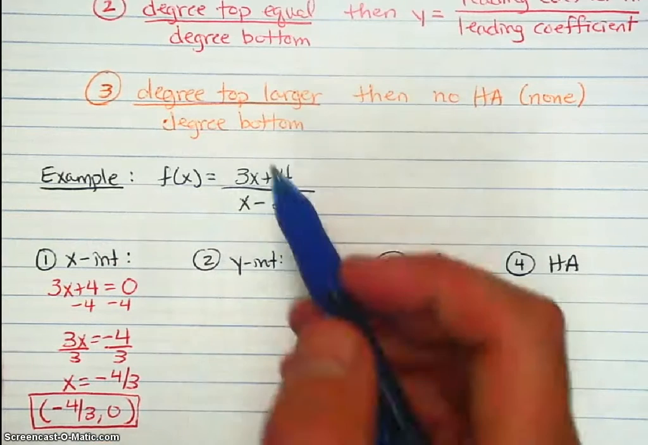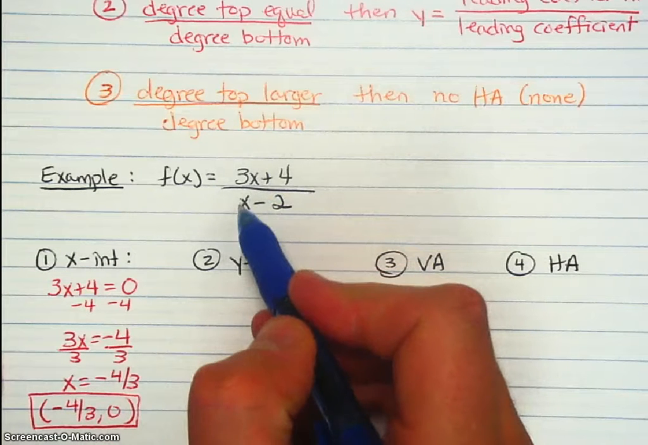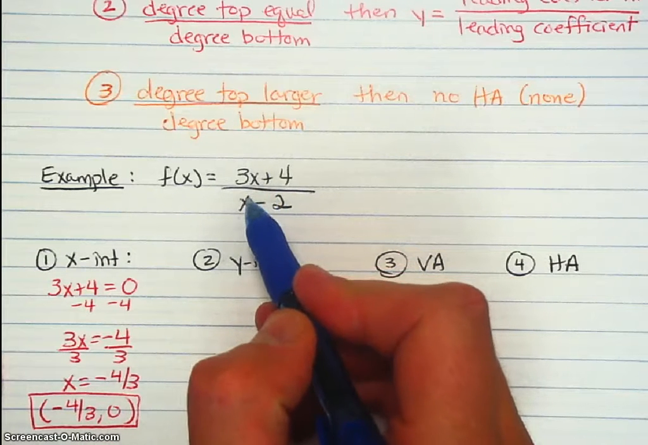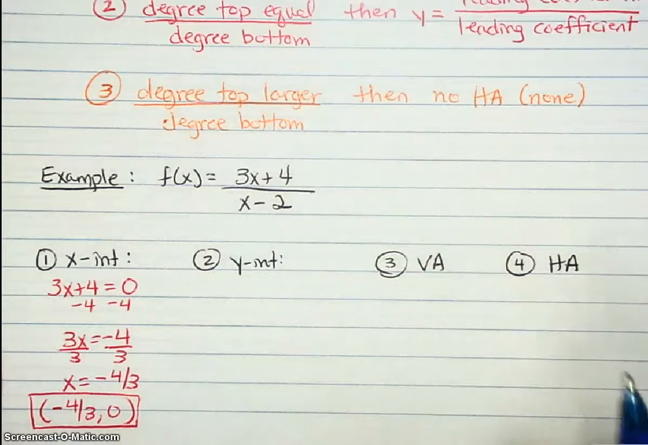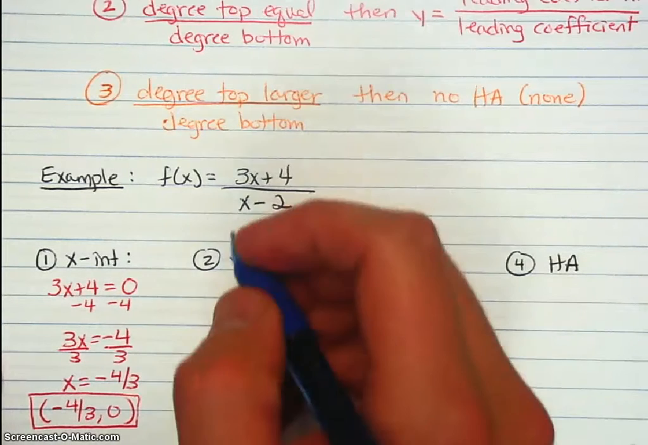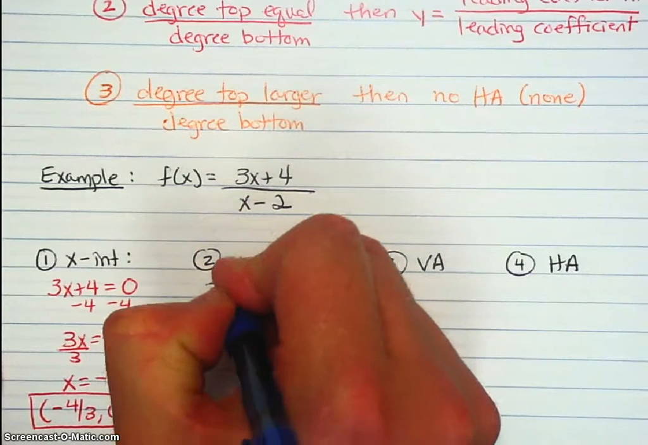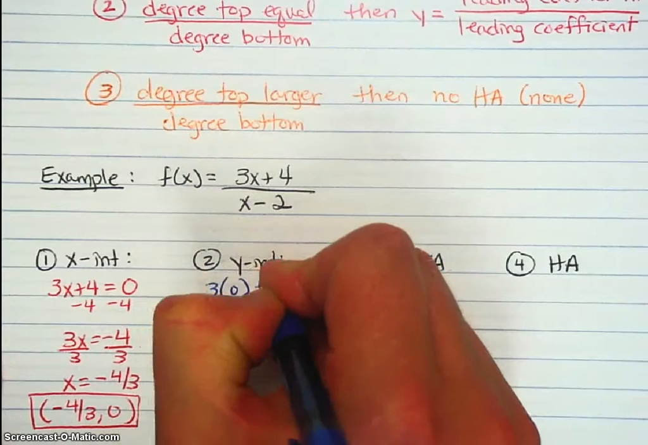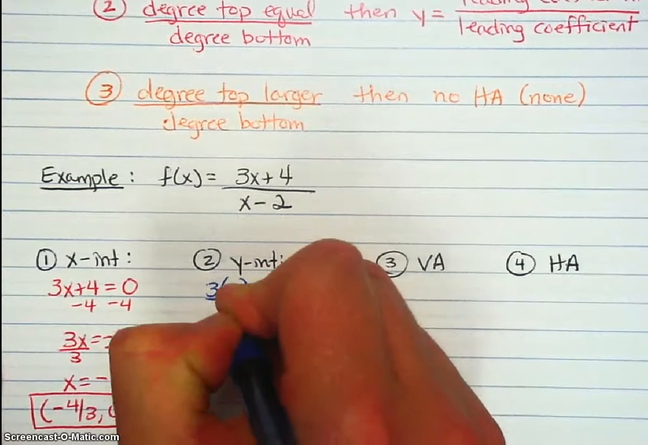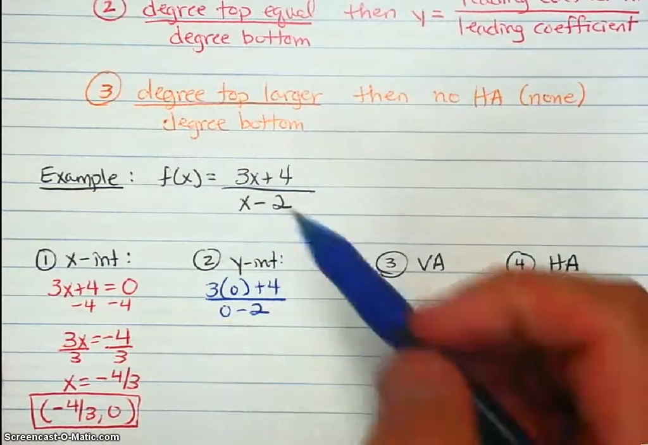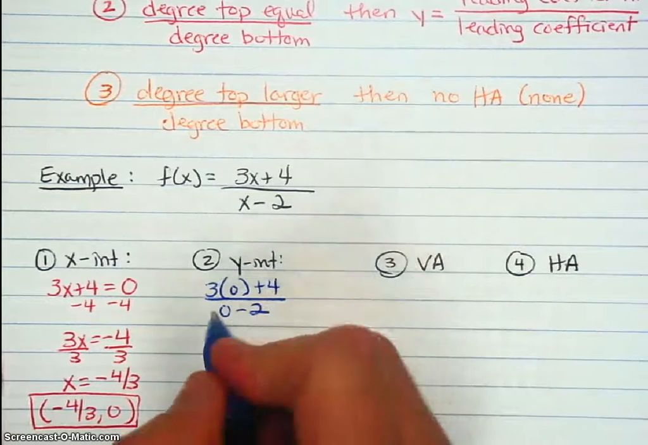Now to find the y-intercept, we take all of the x's in the problem. So up here and right here on the bottom, we take those and we're going to put in zeros for those. So I'm going to have 3 times 0 plus 4 divided by 0 minus 2. So I just put in zeros in place of the x's.